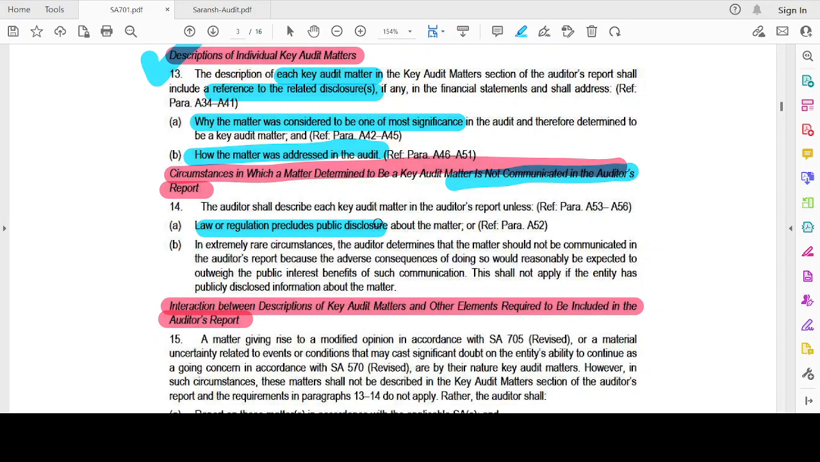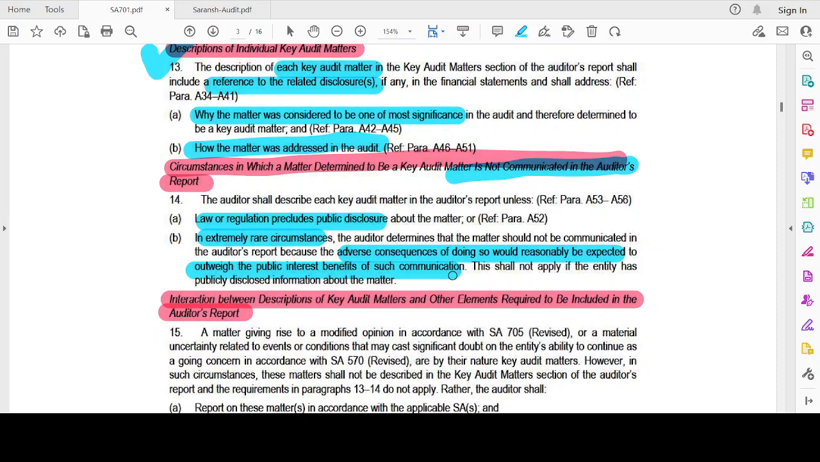In extremely rare circumstances, the auditor determines that the adverse consequences of doing so would reasonably be expected to outweigh the public interest benefits of such communication. The benefits are going to be less than the adverse effect. The adverse effect is going to be more compared to the benefits. That's why I'm not going to disclose this. Okay.